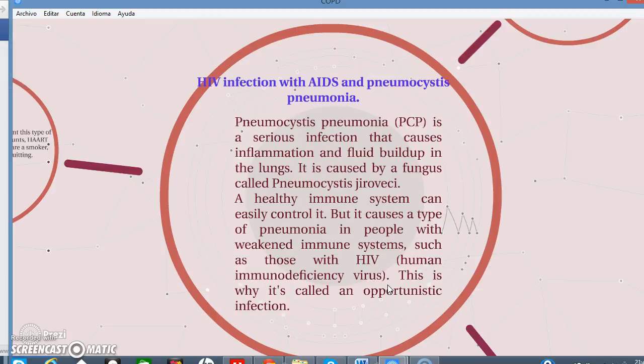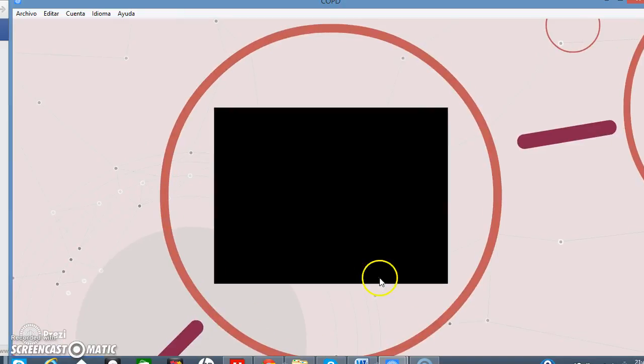A healthy immune system can easily control it, but it causes a type of pneumonia in people with a weakened immune system, such as those with HIV. This is what is called an opportunistic infection. Here we have a video.